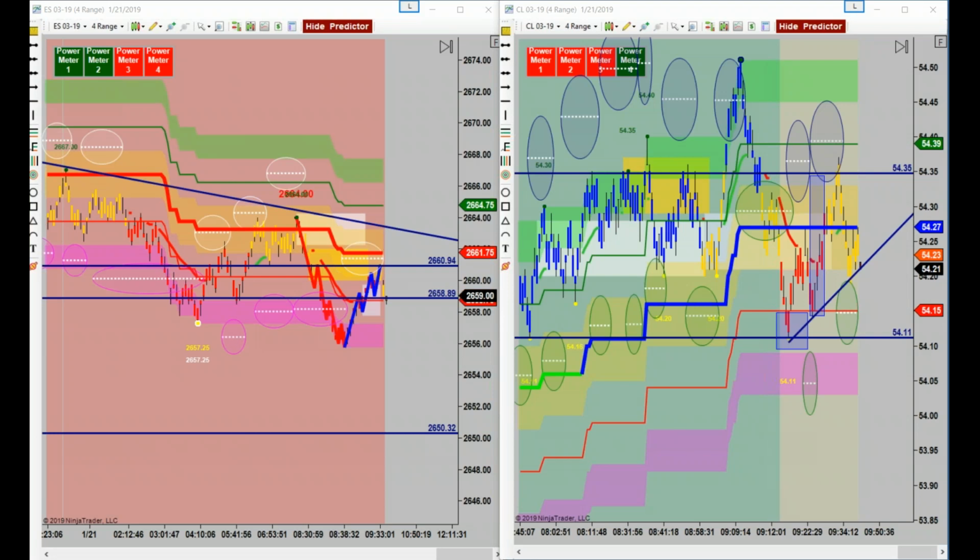Well, ES checked exactly where I said it would, didn't it? If you had sniper turned on, you'd be short, by the way. I did say it would check that.